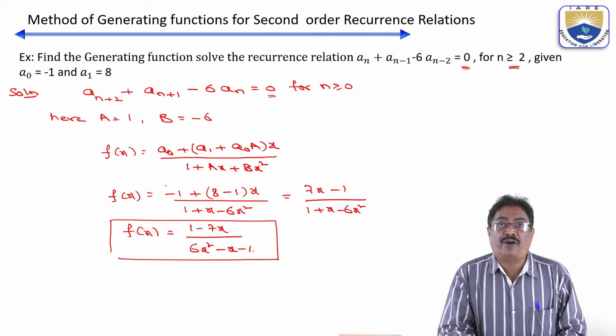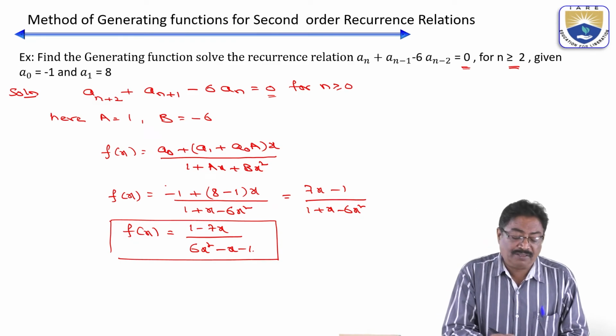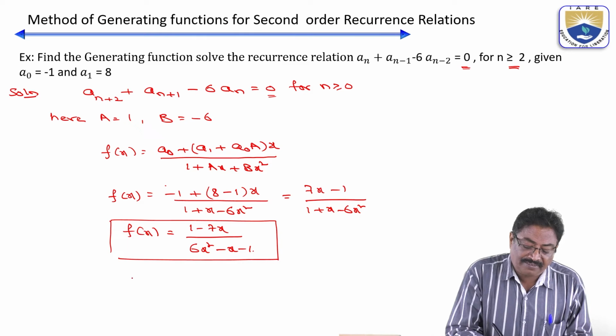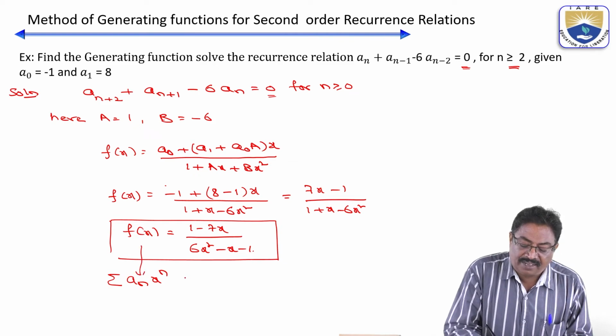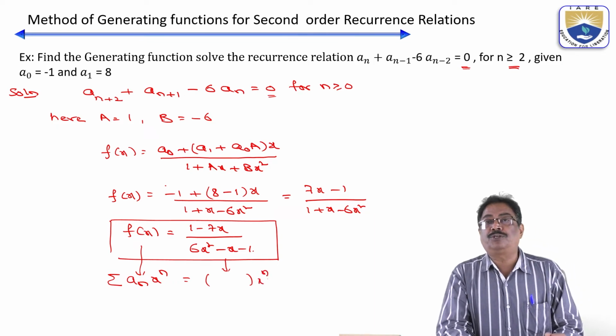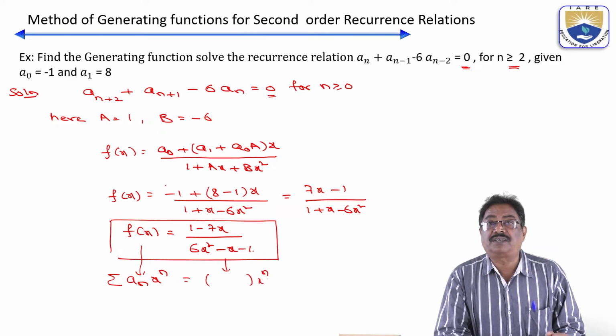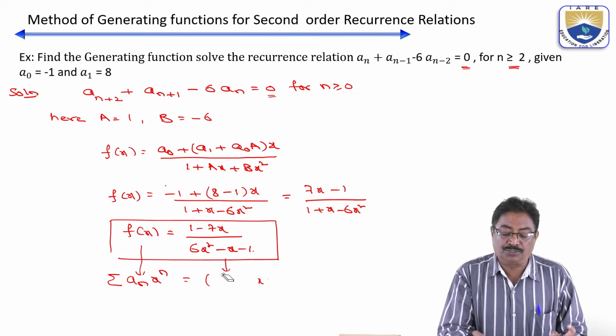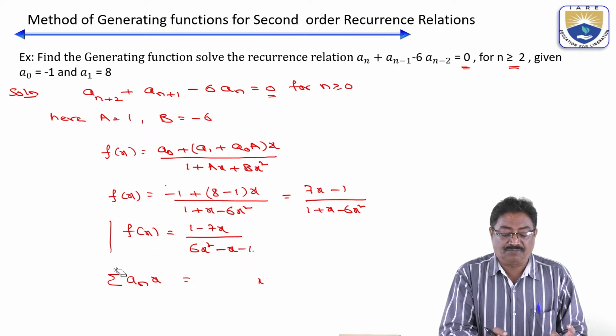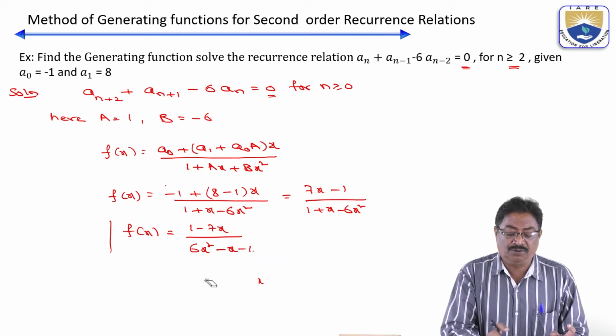Now we are going to find the solution. For finding the solution, we need to calculate what f of x is. f of x is the summation of a(n) x to the power of n. If I write this as something times x to the power of n, then I compare the coefficients of x to the power of n on both sides. Subsequently, I am going to get the solution for this.